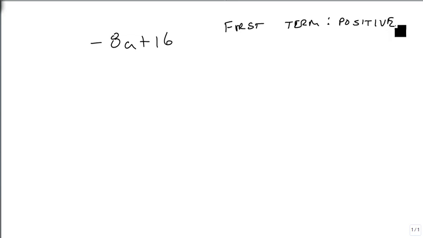Now another thing to keep in mind when we're factoring is that we want the piece left behind to be in descending order, and we want the first term to be positive. So we're going to factor out a negative 8, because that's what negative 8 and positive 16 have in common. So that's going to be a positive a. When I factor out a negative, the positive becomes a negative, and 16 divided by 8 is 2. And so we get this. And if we distribute, we get the minus 8a back and the positive 16 back. And our first term's positive.